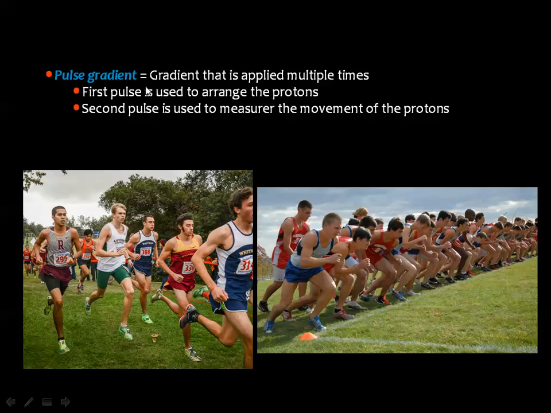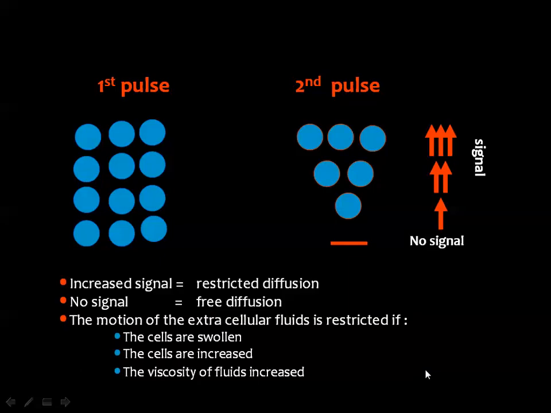The first pulse is used to arrange the protons, let us say, in a line. And the second pulse will measure the movement of the protons. Then, if you have two pulses, the first pulse will arrange the moving protons so that in the second pulse you can calculate the motion of these protons.